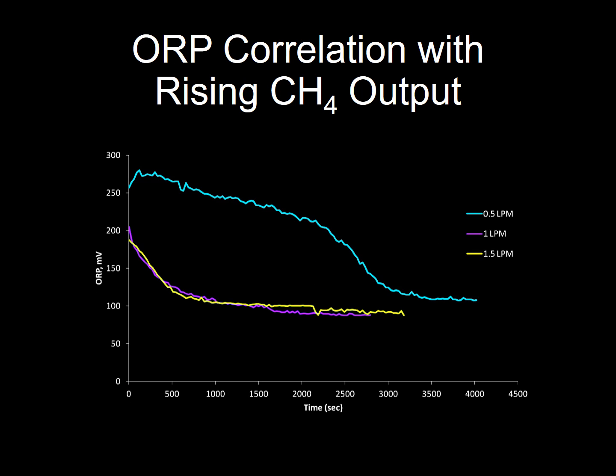Similarly, ORP correlation with rising methane output. So as methane output increases, the oxygen reduction potential of solution decreases, and the trend slope for that decrease is rather rapid. There's not a whole lot of difference shown here between the 1 liter per minute versus 1.5 liters per minute production of methane, but there's a clear distinction between the 0.5 liters per minute versus the 1.5 liters per minute methane leakage per time.